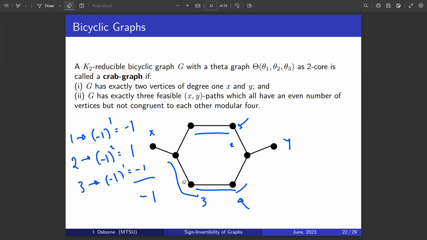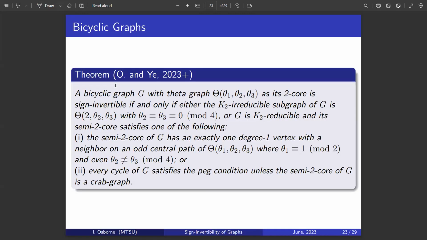Technically, not all the cycles in here meet the peg condition. And I'm sorry, I should have erased that one. That's actually part of the graph. I just didn't get it on my diagram in time. But it's a small case of the bicyclic graphs, the theta graphs. In general, for your theta graph, if all of your possible cycles in here meet the peg conditions, then your entire graph is going to be s-invertible as well.